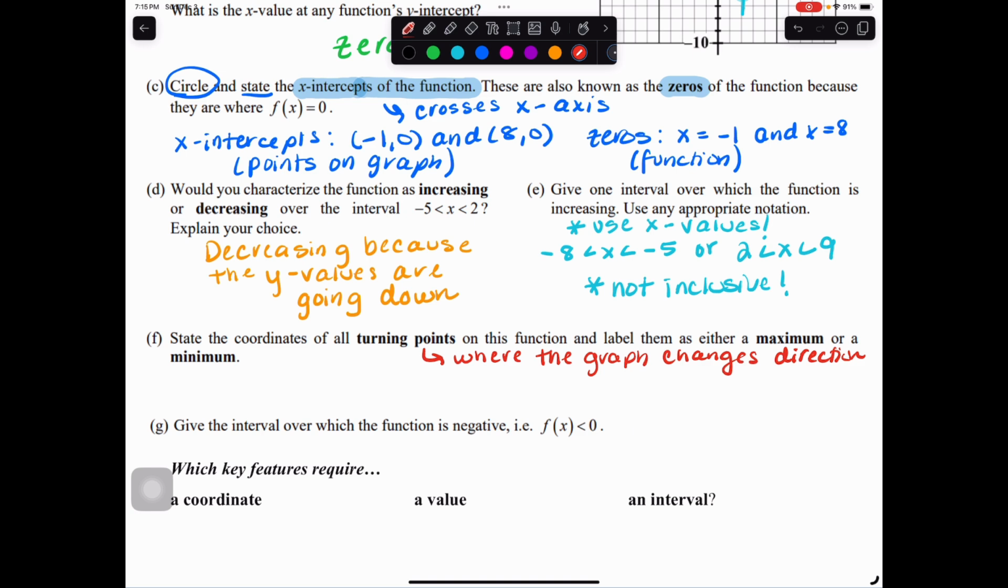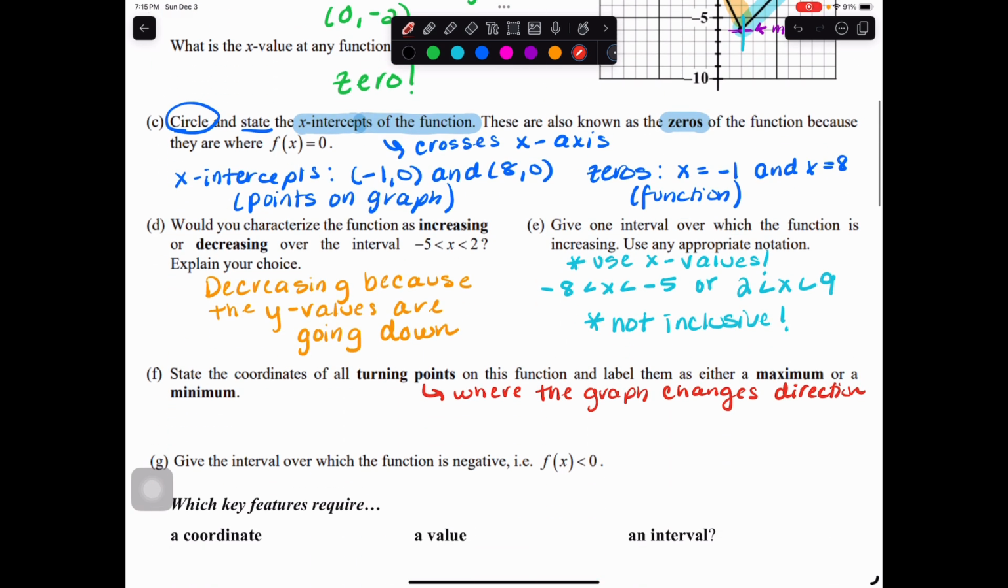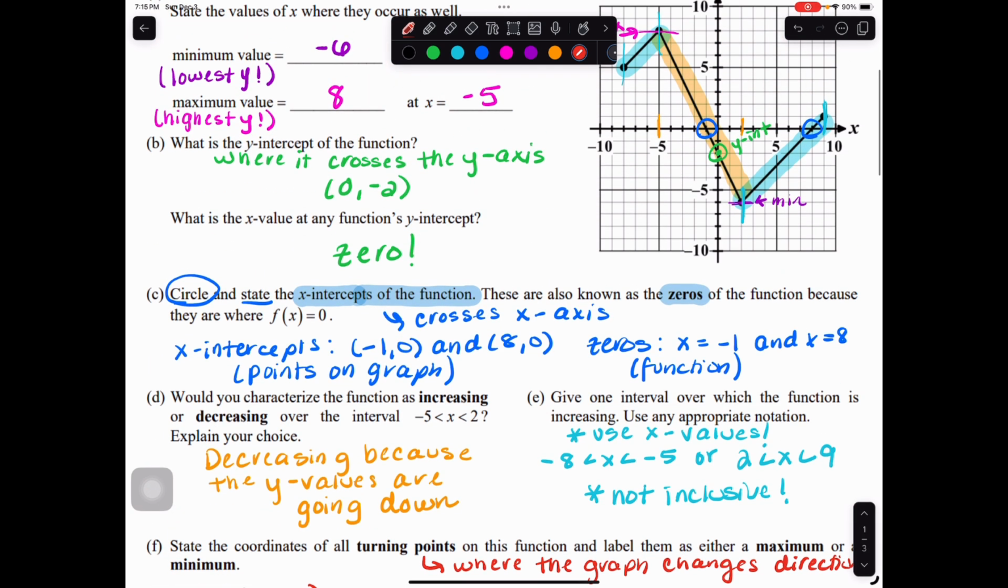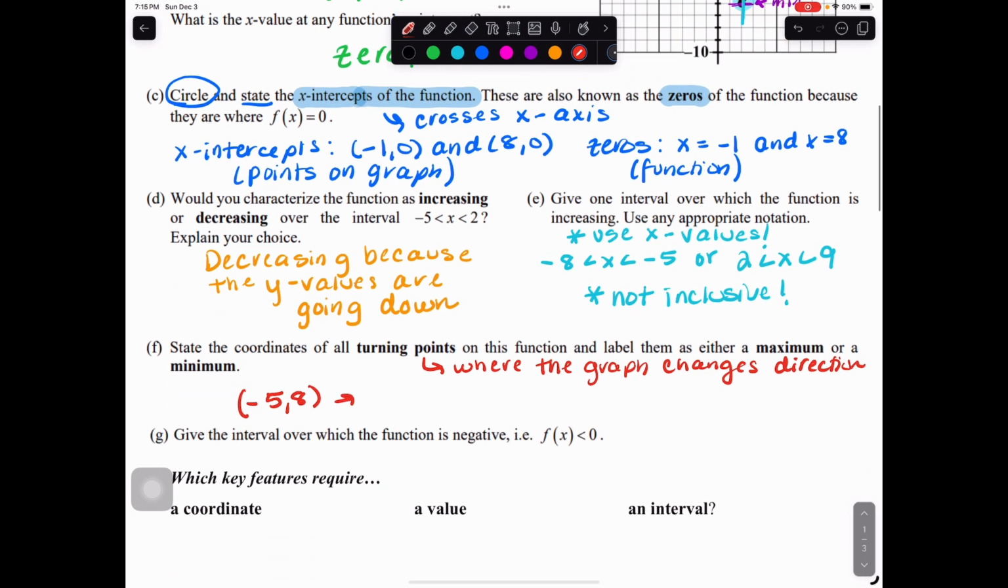So when we go back up and look at the graph, you can see in the blue portion we highlighted, it was headed up. Then all of a sudden it hit a certain point and it turned around. So that would actually be our first turning point, which was -5, 8. That coordinate, if I look at it, is the highest it goes on the graph. So this one is a max.